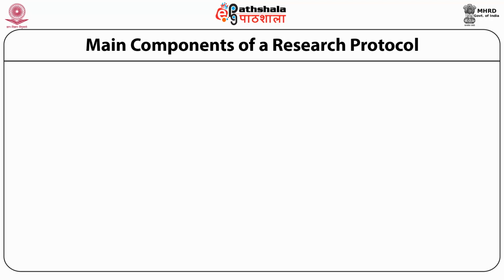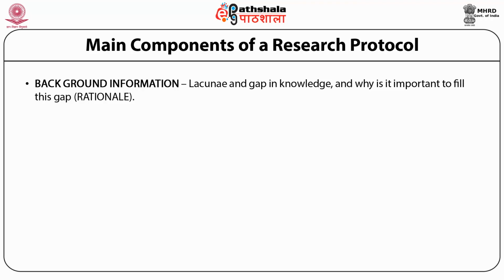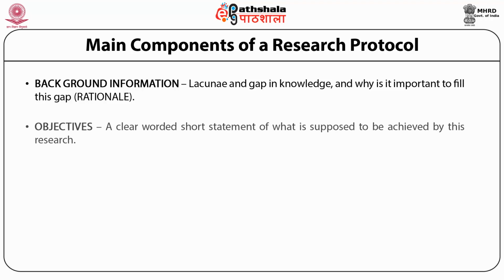Main components of the research protocol. First of all, the researcher should have enough knowledge or information regarding the background of the research field, the lacunas and gaps in the knowledge, and why it is important to fill this gap. This should be amply known to the researcher. This is also known as the rationale of the study. Then each study should have an objective, a clearly worded short statement of what is supposed to be achieved by this research. So this is called the objective.